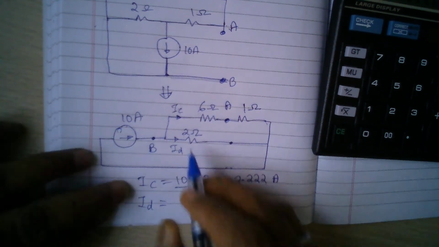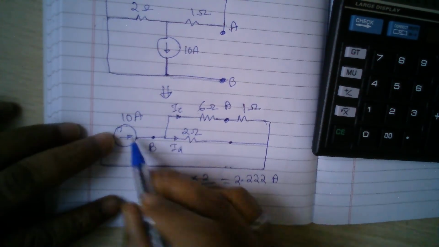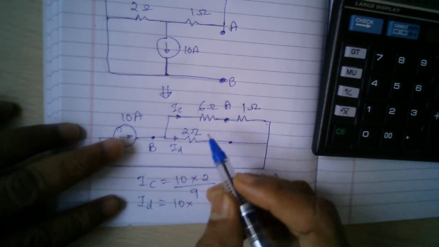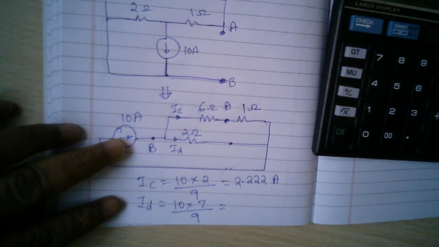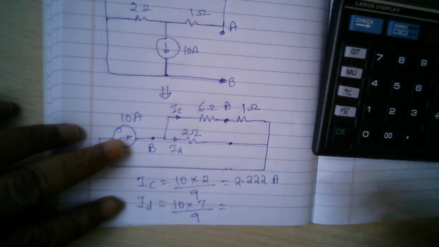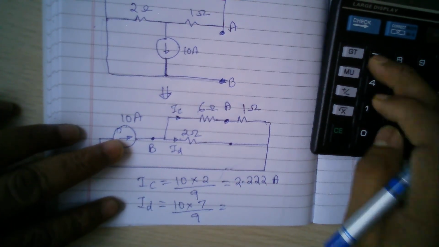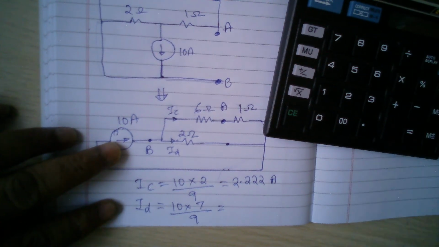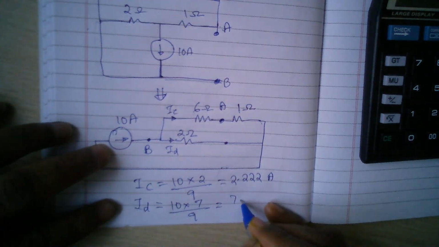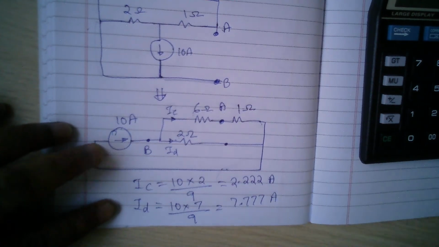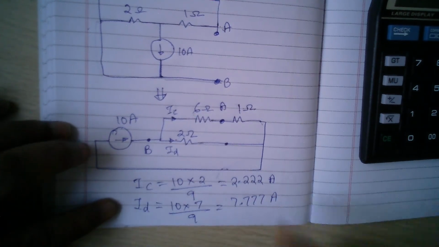Next, ID I will calculate. What is ID? ID is nothing but 10 multiplied by the opposite resistance, that is 7, divided by 9. So 10 multiplied by 7 divided by 9. So I'm getting 7.777. So I got both the currents IC and ID.